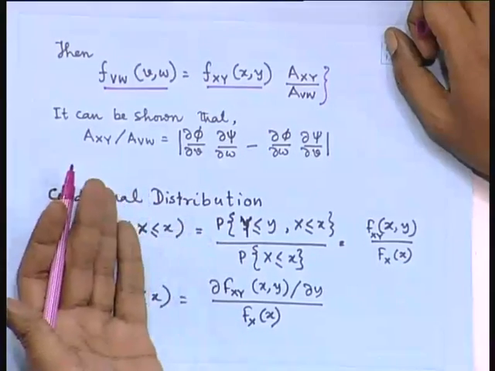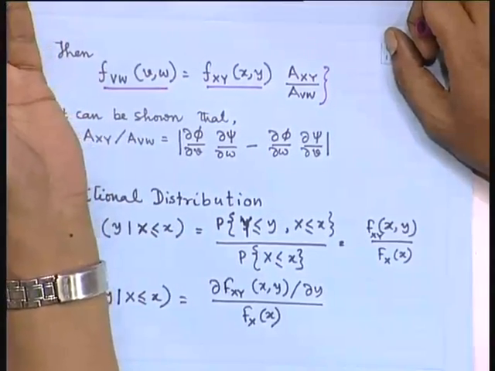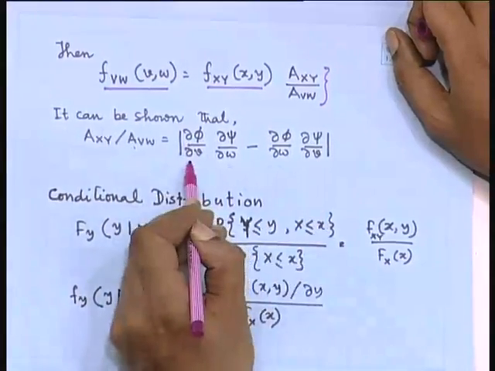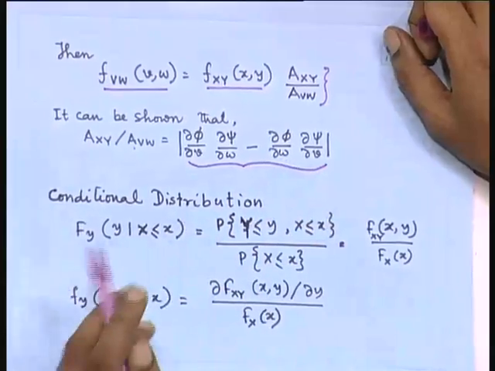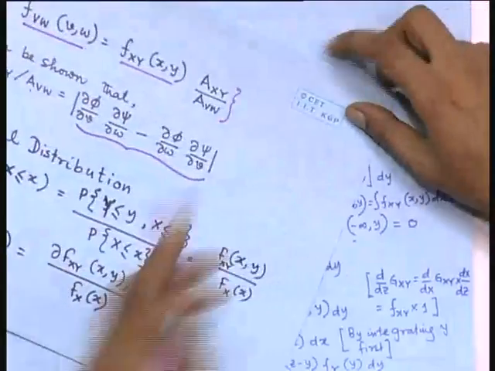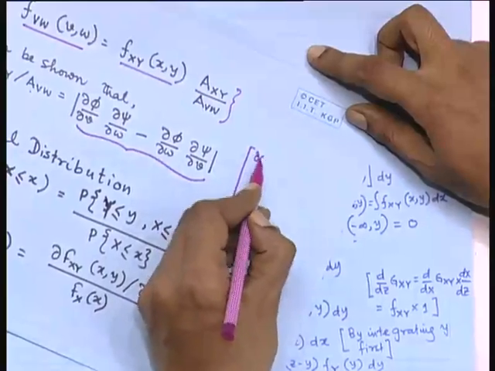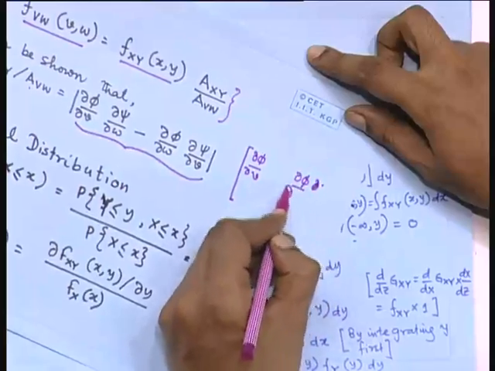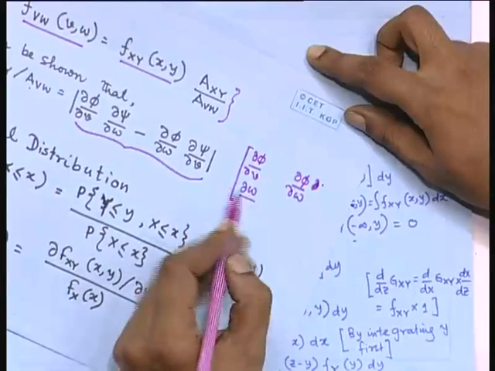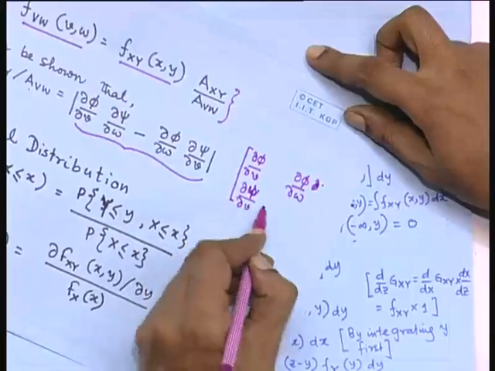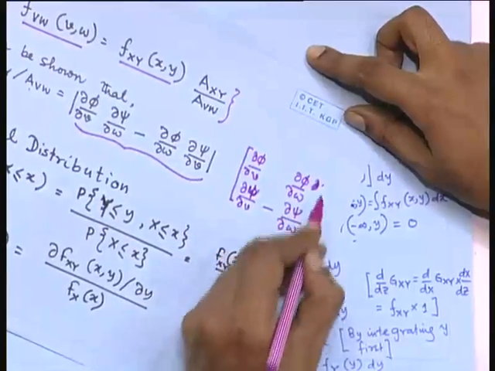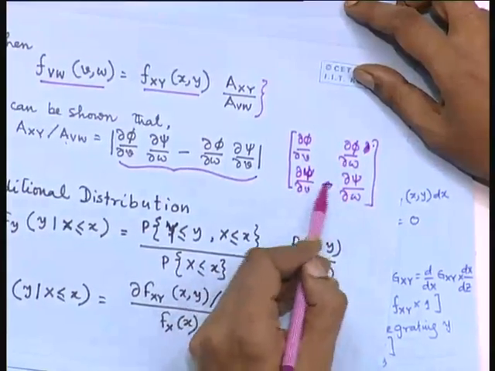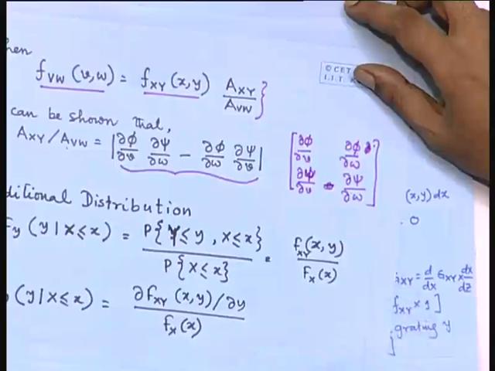Now you can just work out using the principles that we have said just now, and you will get that A_XY by A_VW is this quantity, which turns out to be nothing but the determinant of this matrix. Del psi by del v. If you take this matrix and take its determinant, then you will get this into this minus this into this, that is this one.